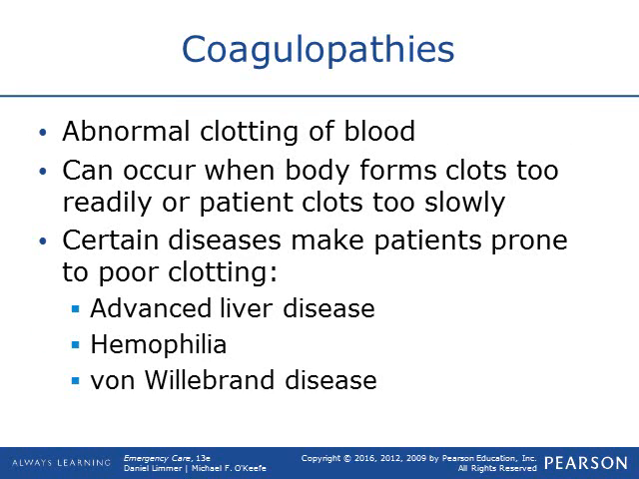Coagulopathies refers to a condition of abnormal clotting in blood. It can occur when the body forms clots too quickly or when they clot too slowly. There are certain diseases which can make a patient prone to such poor clotting, such as advanced liver disease, since the liver is what releases all the proteins to form clotting, hemophilia, and von Willebrand disease.